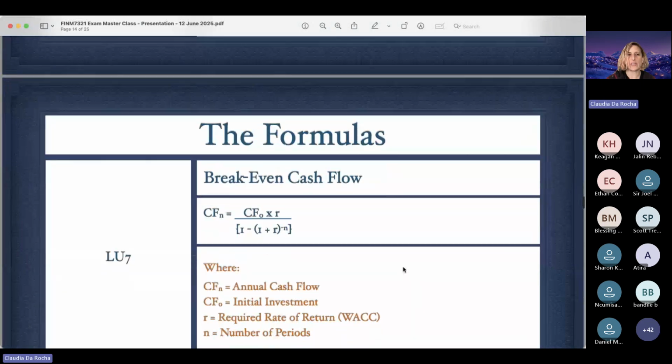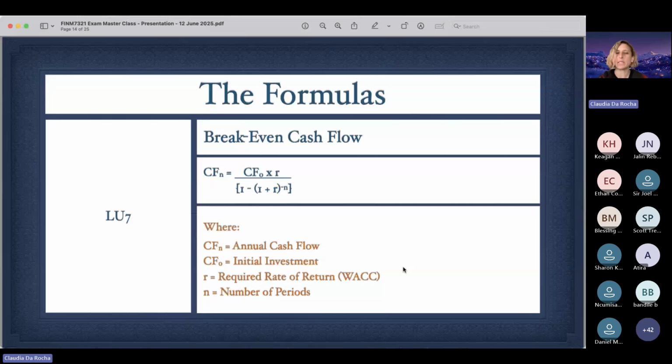All right, so that's learning unit 6. Although learning unit 6 only has 3 concepts, it is by far, in my view, the hardest learning unit because of the cash flow element. So we will spend quite a bit of time on that today.